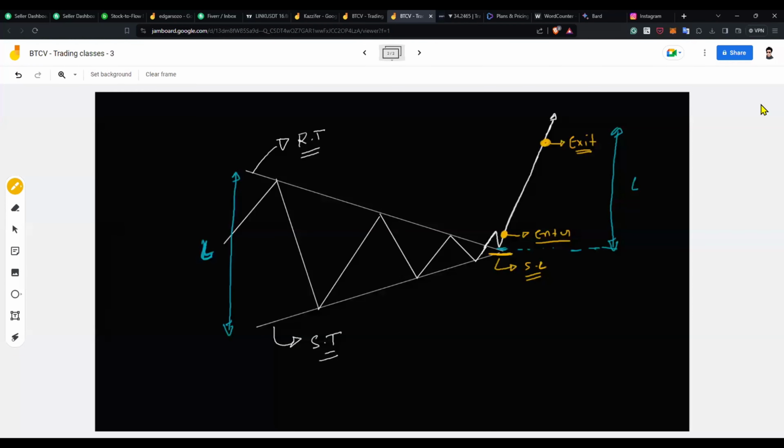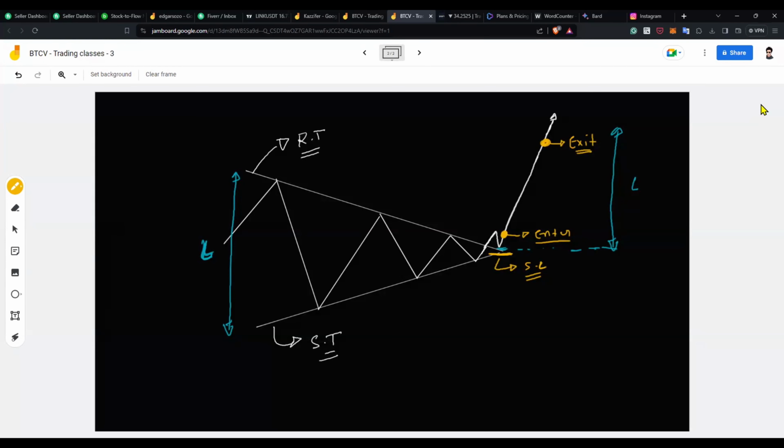Looks very simple. Triangle pattern is one of the simplest patterns because anyone can figure out this particular pattern. Even a beginner trader, an intermediate trader, or an advanced trader, they all can figure out this kind of pattern because it's very simple to see. Patterns have to be simple.